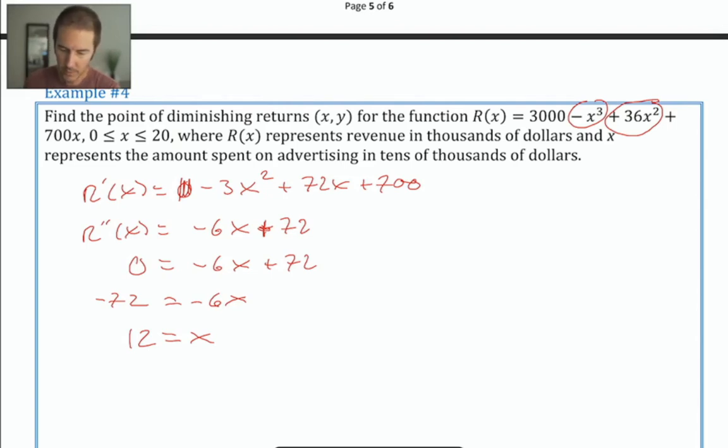Find the point of diminishing returns. So we want this to be expressed as a point. And this is an x value, which really translates to 12 with 4 zeros after it. That's an x coordinate. Let's find the corresponding revenue value. We can find that by taking the 12 and plugging it into our revenue equation.